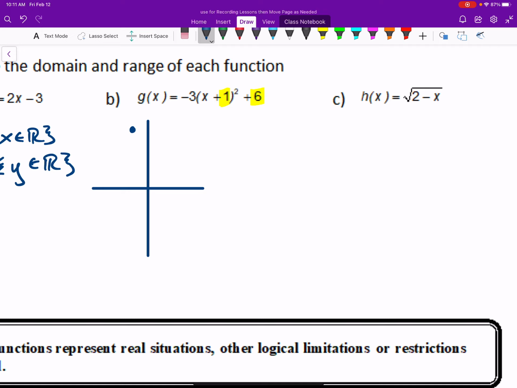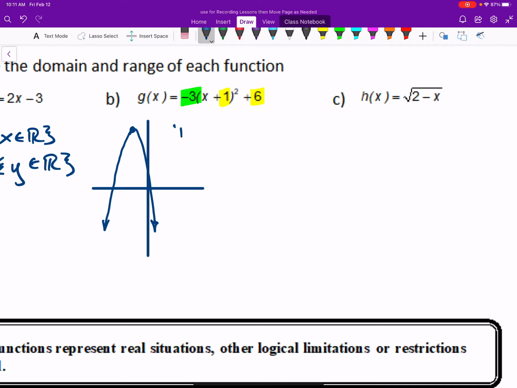Maybe that's up here. And I've got a vertical stretch, a value of -3. So we know that opens downward and it's stretched by 3. The stretch part doesn't even matter. What does matter is it opens downward. So there's a rough sketch of this. Again, there's certain things we can know.